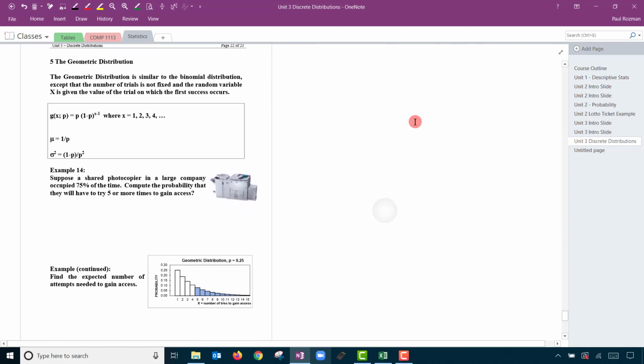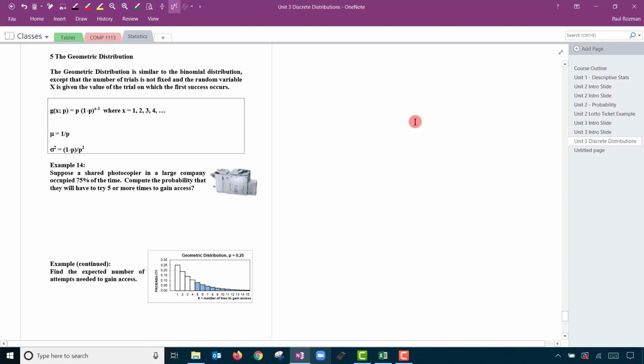The next distribution is pretty straightforward. It's the geometric distribution. It's like the binomial distribution where you have only 2 outcomes, but you're waiting for the first success. So that's the difference with this type of problem. So these stand out.